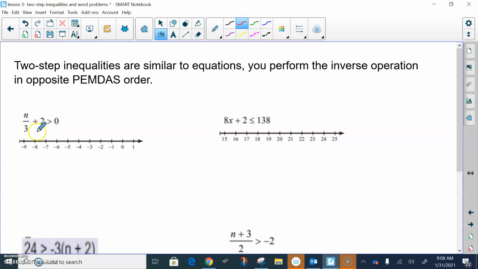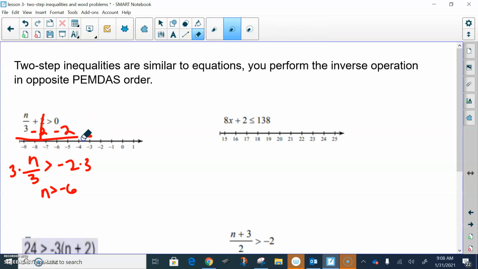We're going to get rid of that, then we'll move to multiplication, then exponents, then parentheses. So I want to first get rid of this plus 2. We're going to do the inverse operation, so I'm going to subtract 2 from both sides. So I get n divided by 3 is greater than negative 2. Now we want to get rid of the division, and we're going to multiply both sides by 3. So it looks like n has to be greater than negative 6.